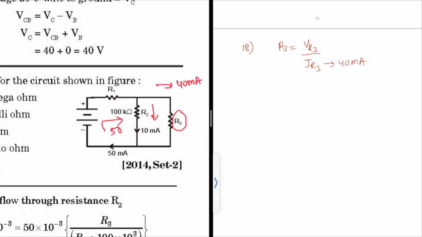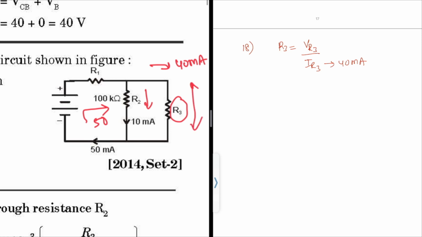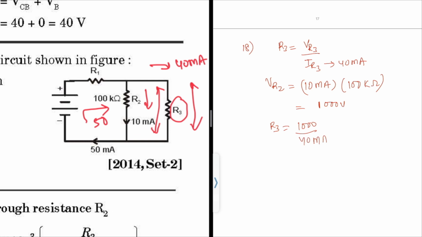Now the voltage across R3 will be the voltage across R2. The voltage across R2 equals the current through R2, which is 10 milliamperes, times the resistance of R2, which is 10 kilo ohm, so it will be 100 volt. So R3 equals 100 divided by 40 milliampere.